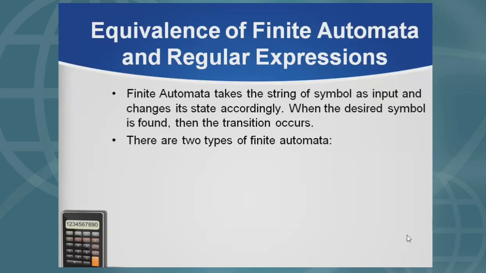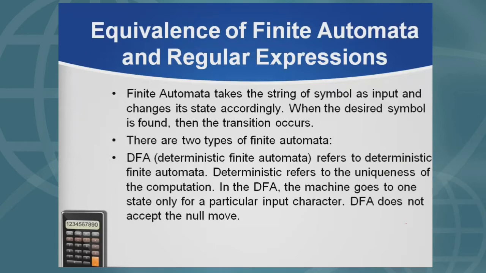There are two types of finite automata. So we have the DFA, or deterministic finite automata. It refers to the uniqueness of the computation. So uniqueness, in the DFA, the machine goes to one state only for a particular input character. DFA does not accept the null move or the epsilon.